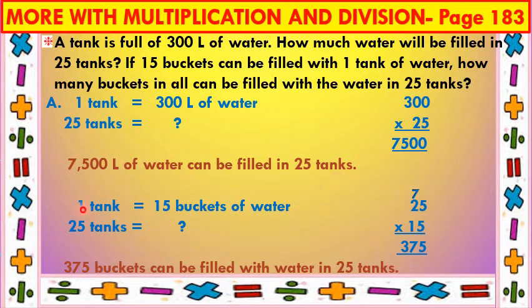It is given that from one tank 15 buckets of water can be filled. Then from 25 tanks, how many buckets of water can be filled? Using cross multiply and divide, we multiply 25 with 15 and then divide by 1. So 25 multiplied by 15. 15 fives are 75, put 5 down, 7 carry, 15 twos are 30 plus 7 is 37. So 375 buckets can be filled with water in 25 tanks.